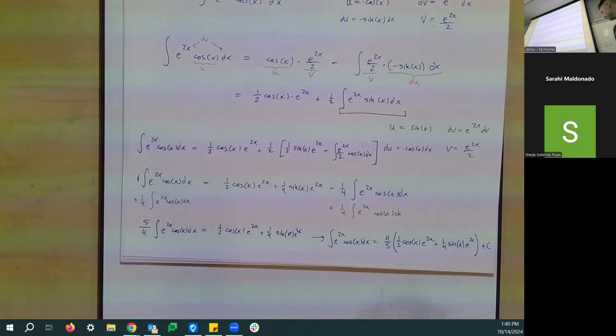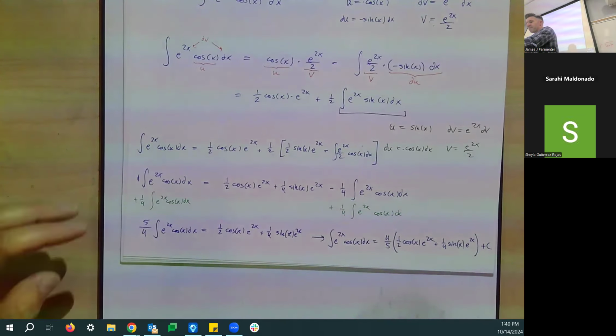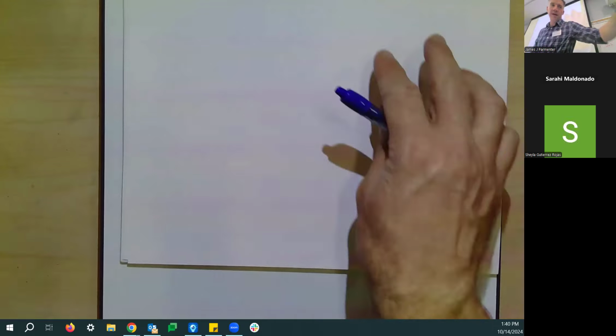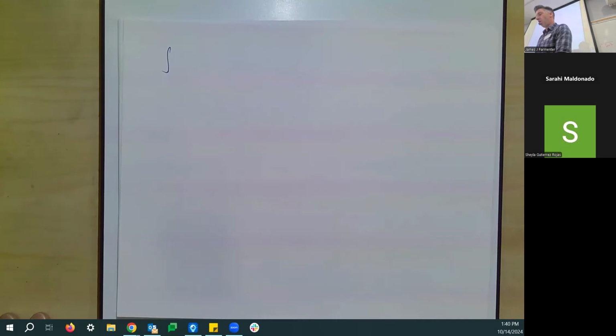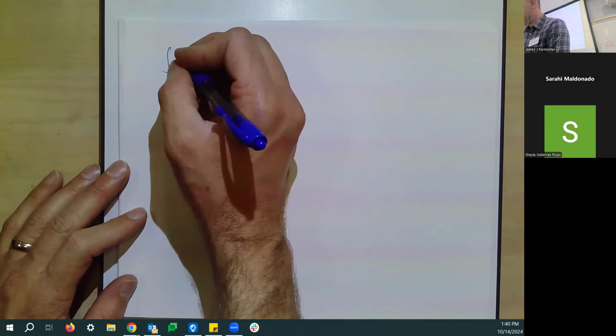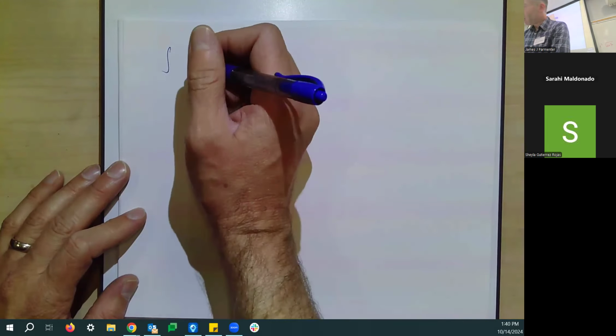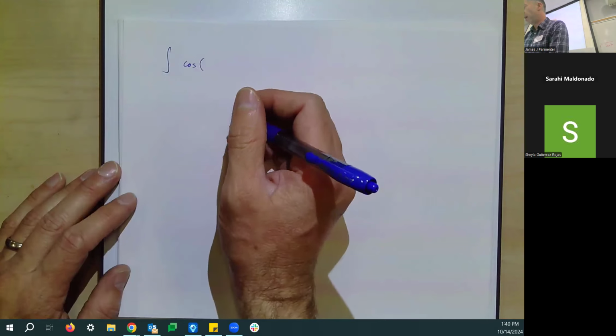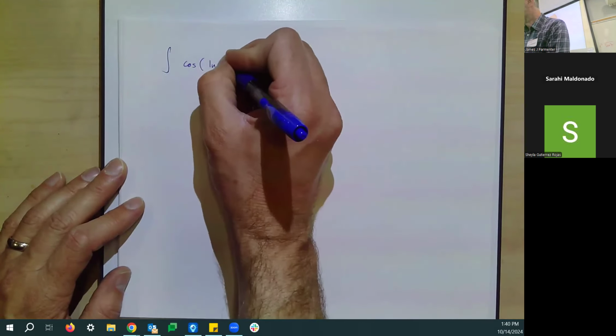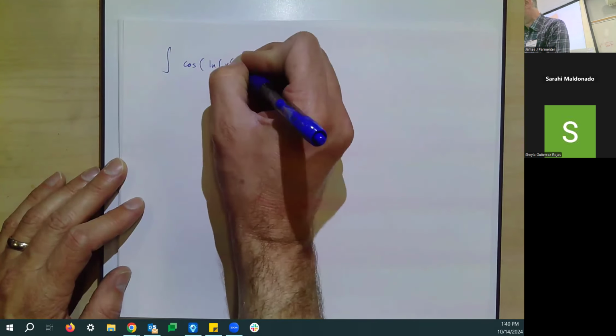So let's look at this gnarly thing. The integral of, man, do I really want this? Sure, I'm going to change it up a tiny bit. I'm going to make it cosine of the natural log of x to the 6th.